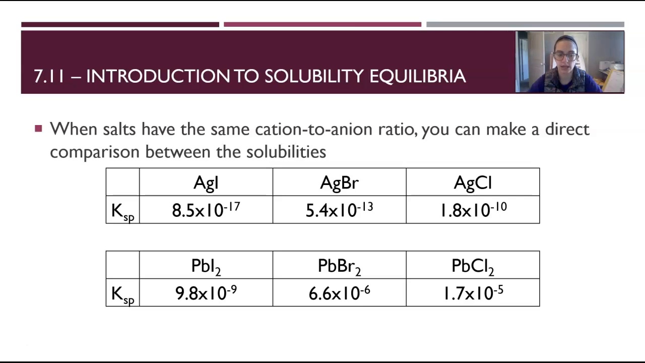Likewise, we can compare lead-2 iodide, lead-2 bromide, and lead-2 chloride. Lead-2 chloride has our highest KSP value, also still very small, so it's still relatively insoluble. Lead-2 iodide has our smallest KSP, which means it is our least soluble. So if they're the same ratio between the metal and the nonmetal, you can compare their KSPs to talk about their solubility.